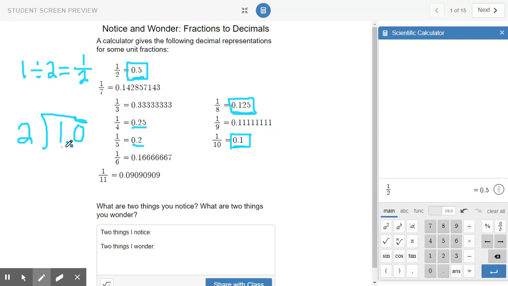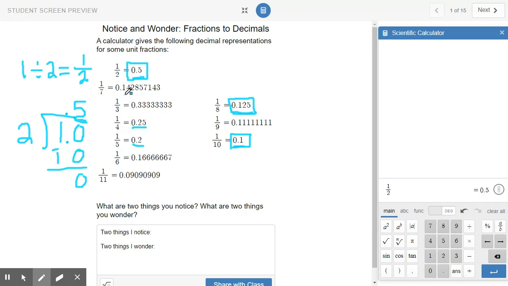So can you take 10 and divide it into 2 equal groups? Absolutely. It's 5, right? Because 5 times 2 is 10. And when we do that, we have no remainder. It's 0. There's no more numbers that we can get out of this decimal. And then, of course, this decimal point comes up here. And this is our answer, right? So 1 divided by 2, which is 1/2, is also 0.5. And it's terminating because it stops. There's no remainder here, right?